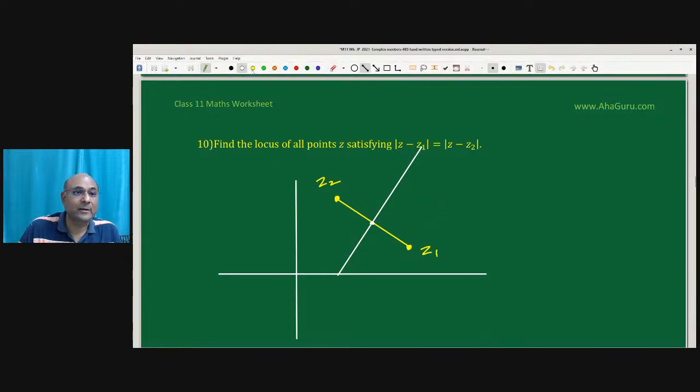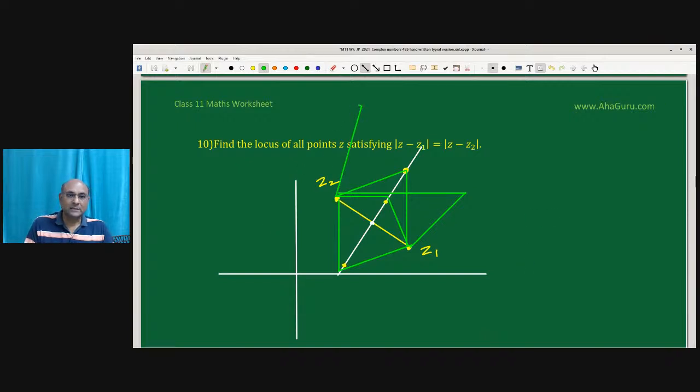But it's true for this point. If I pick a point here, or there, it is true. Why is it true? Because this distance is equal to this distance. This distance is equal to this distance. This distance is equal to this distance. Right? If you go anywhere else like there, this distance is more, this distance is less. If you go here, somewhere on this side, this distance is less, this distance is more.